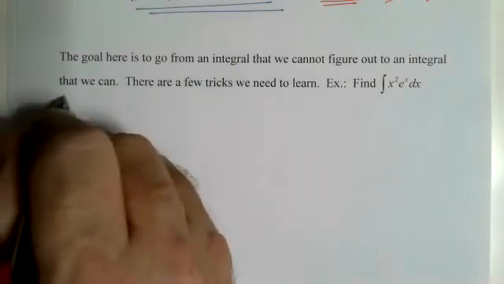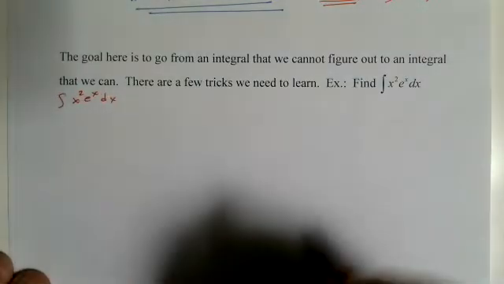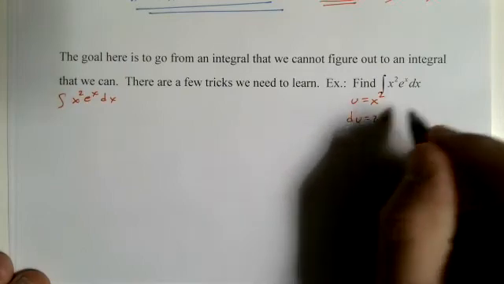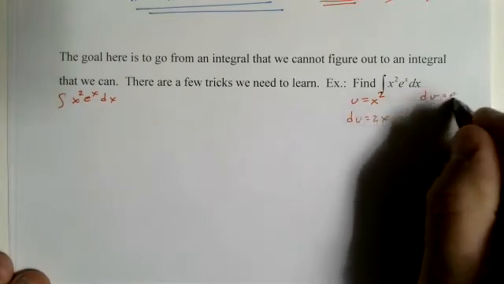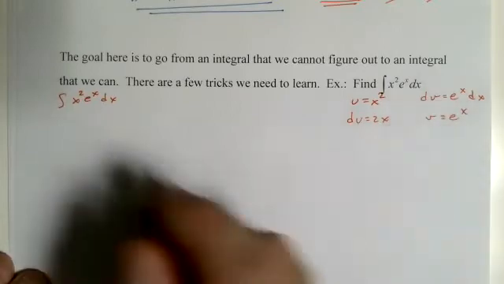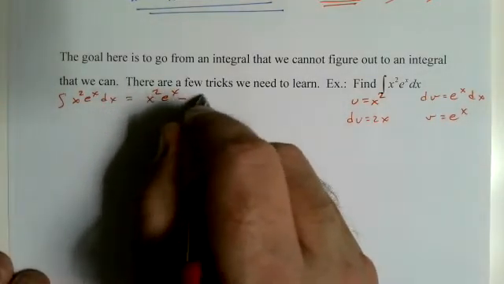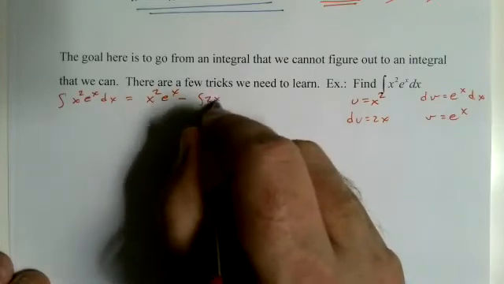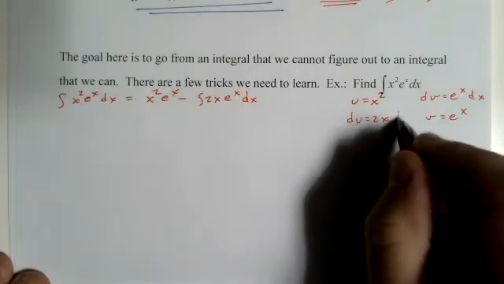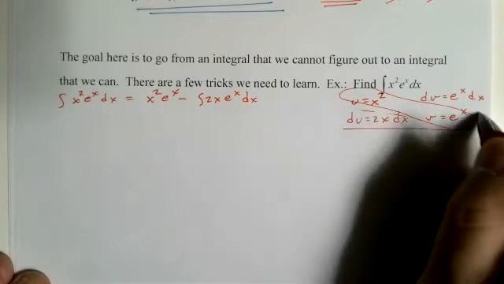So now we got a tough one on our hands. Find the integral of x squared e to the x dx. So practice makes perfect. I think we want to do this. So we get x squared e to the x minus the integral of 2x e to the x dx. Very important I put the dx here. So again, we circle that way minus that way.